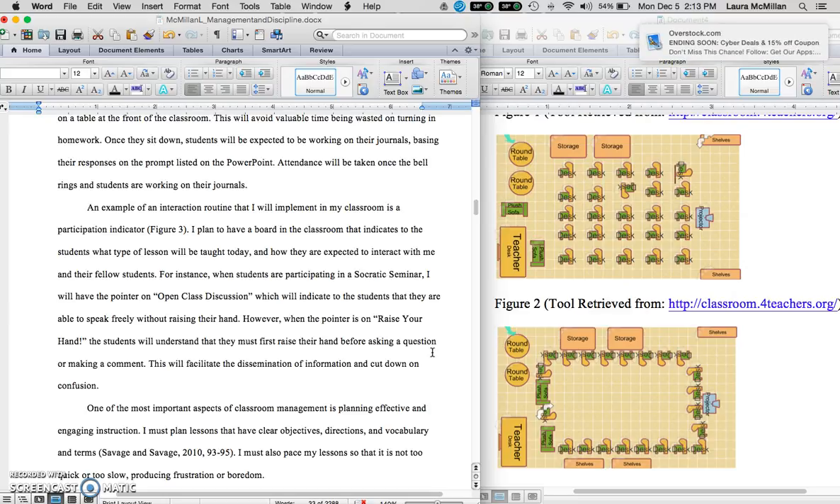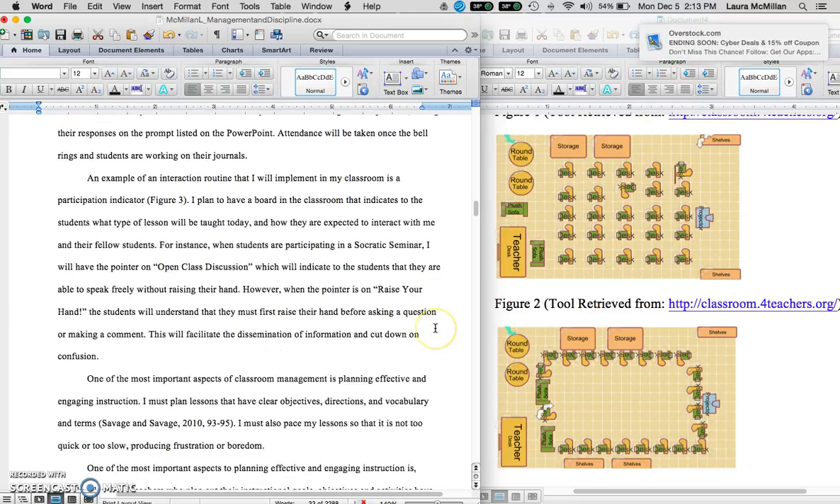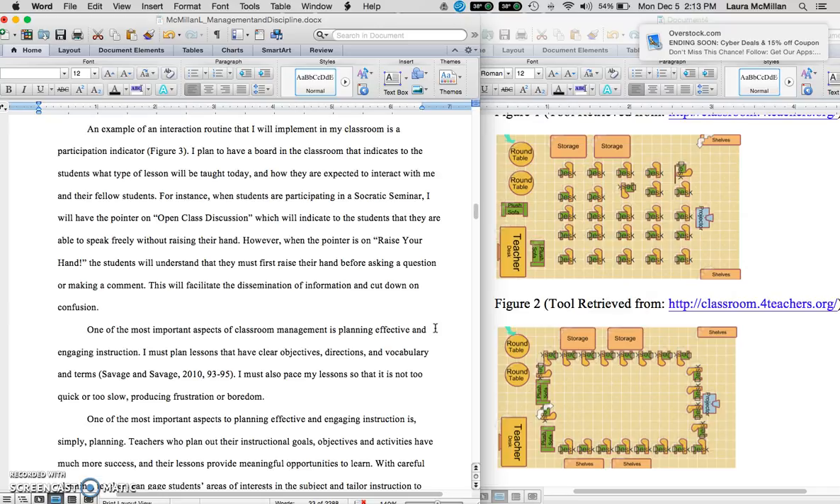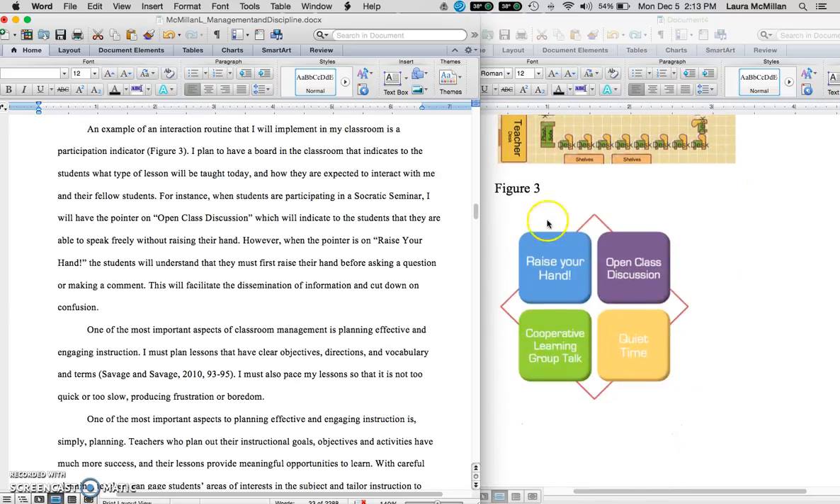Attendance will be taken once the bell rings and the students are working on their journals. An example of an interaction routine that I will implement in my classroom is a participation indicator. This is figure 3, something I've created.